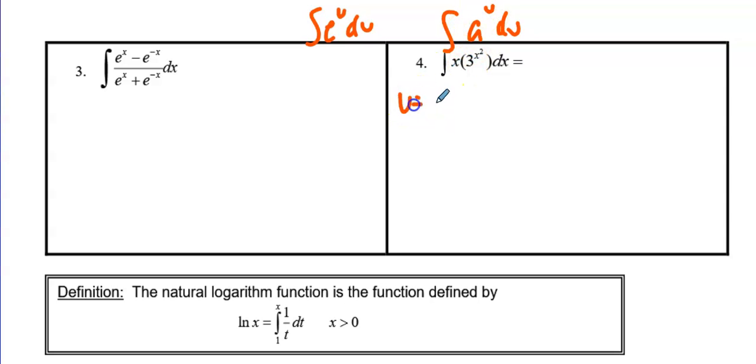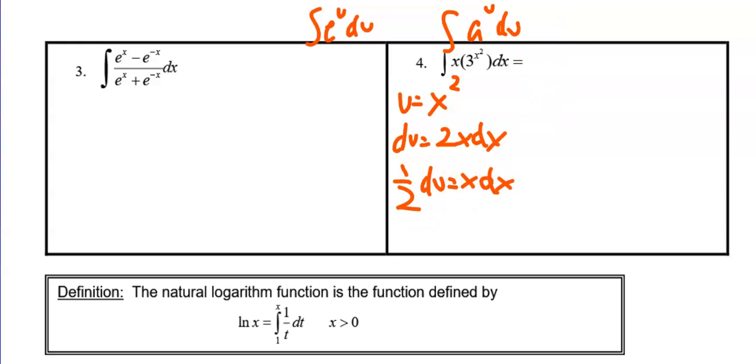So you're going to start this problem out just like you would if this had been e or any other function, as you still have your u is x squared. Your du is going to be equal to 2x dx, and you're going to have 1/2 du equals x dx. So we're going to rewrite this as 1/2 the integration of 3 to the u du, and that's exactly what we want to see.